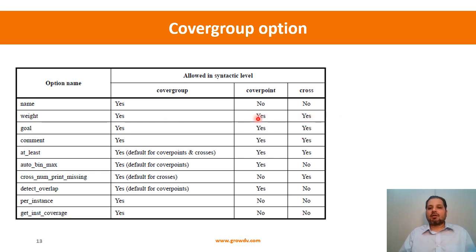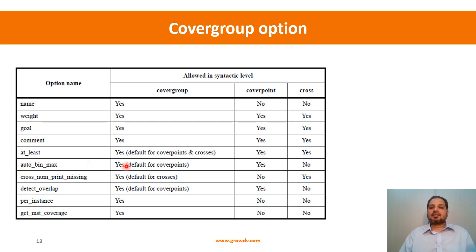When you set it at a coverpoint and cross level, that gets used for computing at the covergroup level, and whatever you have set at the covergroup level is for that particular instance. It will get used when all those instances are clubbed and you want to compute the overall type option or the overall covergroup level, so this particular weight gets utilized. And then goal, you can set for all 3 of them, right? At what point do you say it is done? Comment, you can again set for all 3 of them. At least, you can again set for all 3 levels.